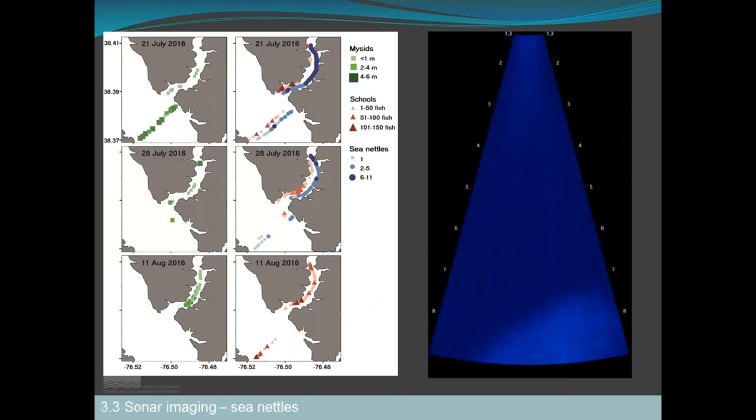Okay, the next part, we saw so many different things, and one thing is they are not independent from each other. Okay, this figure, the left three panels show the distribution of mice. Here you can see, let me go ahead and start the video.